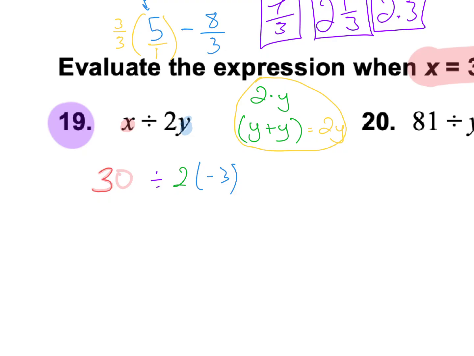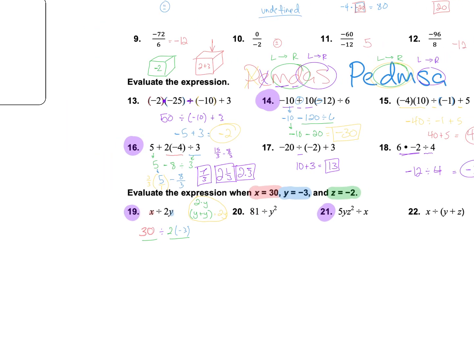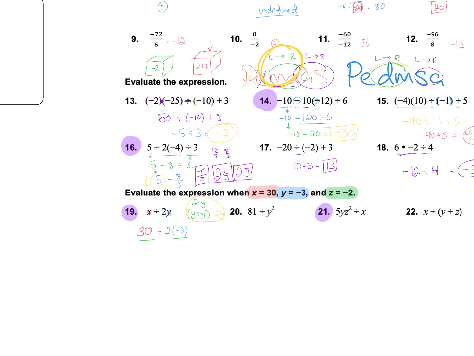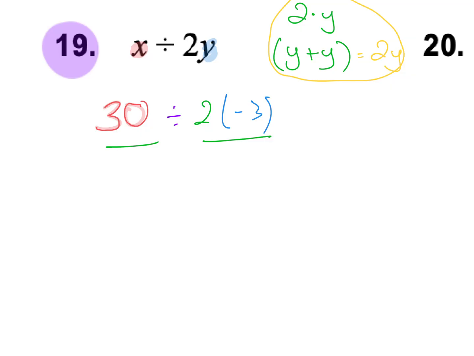So again, we're just doing PEMDAS, which means parentheses, exponents. We don't have either of those. Multiplying, well, we do have multiplying, but we also have division. So we're going to go left to right, yeah? So 30 divided by 2 is 15, times negative 3 is negative 45.